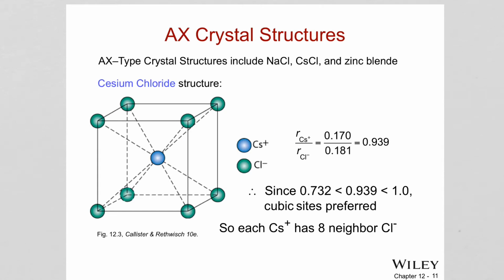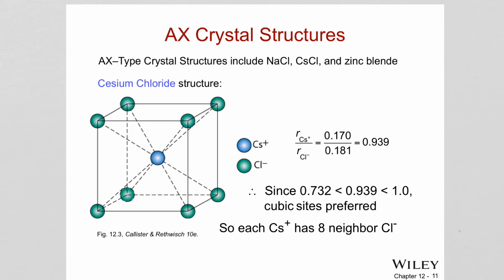AX type crystal structures. Some ceramic materials have equal numbers of cations and anions. Therefore they are referred to as AX compounds. A denotes the cation, X is the anion. And there are several different crystal structures for AX compounds. We have seen sodium chloride is one of them. And then we have seen zinc blende is one of them. And there is also silicon carbide.